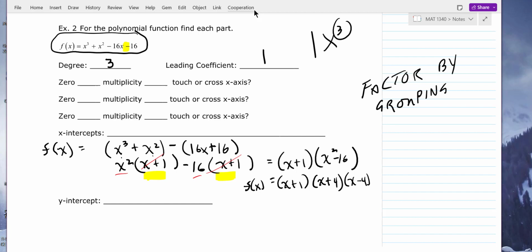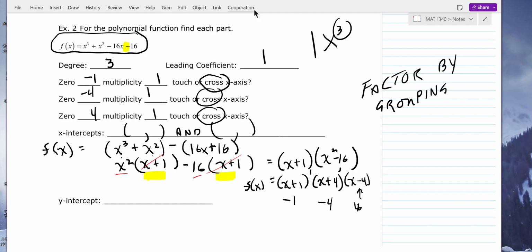So what you're going to have then is -1 is going to be a 0. It has a multiplicity of 1, and that tells us that we cross, okay, because it's an odd number. Then we have -4 is a 0. Its multiplicity again is 1, so it's going to cross again. And then finally we have a 0 of 4. Okay, that has a multiplicity of 1, so that's also going to cross like that. Okay, now your x-intercepts are automatic. Once you get your zeros, you write those things automatically like we've been doing.